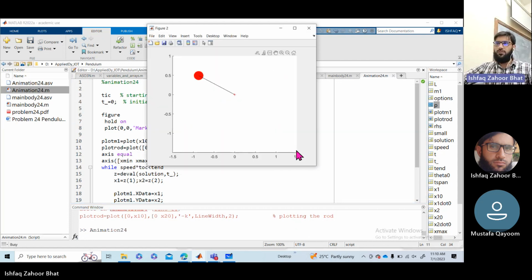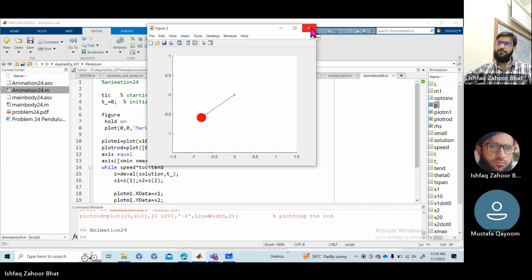Okay, you can now see the size of this mass has increased. And also see that we are dropping it from this position. Because you are using 30 degrees, and that 30 degrees means you are dropping it from here.